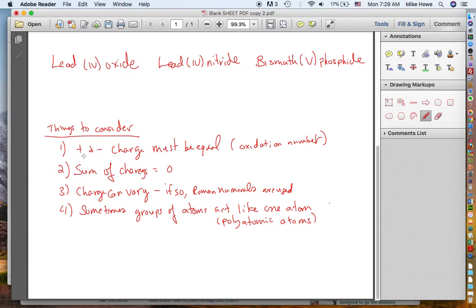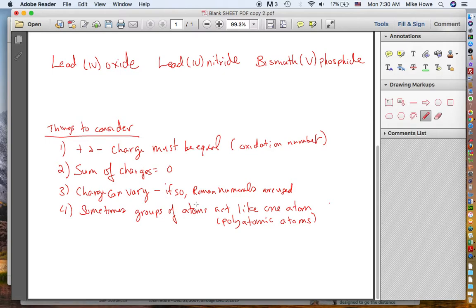First of all, the positive and negative charge must be equal. Sometimes charges are called oxidation numbers or oxidation states. And the sum of the charges, if you add them together, the sum must equal 0. So positive and negative got to be equal. That would make them add up to equal 0 if the positive charge equals the negative charge.